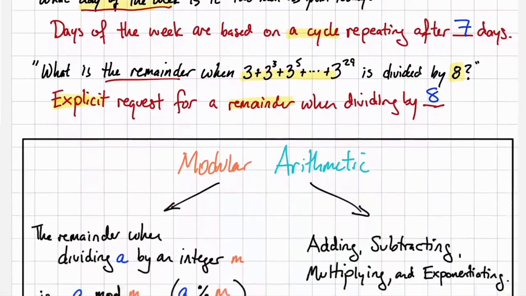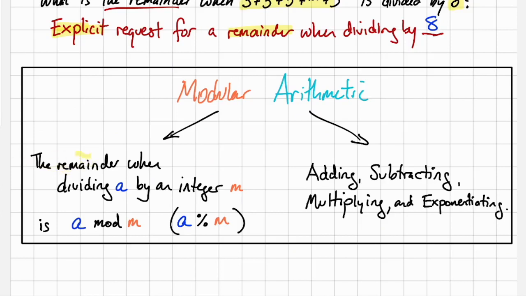So this concept of modular arithmetic involves solving for a remainder when you divide some expression by an integer m. That's where the modular comes from in modular arithmetic. And the numbers that we'll be dividing by m are expressions that involve adding, subtracting, multiplying, and exponentiating. And that's where the arithmetic comes from in modular arithmetic.